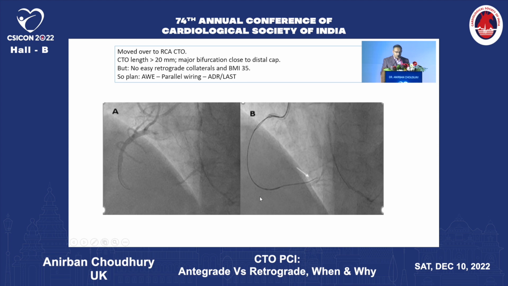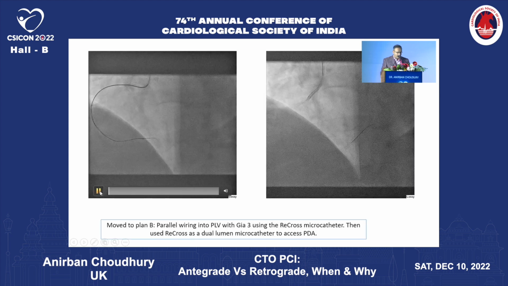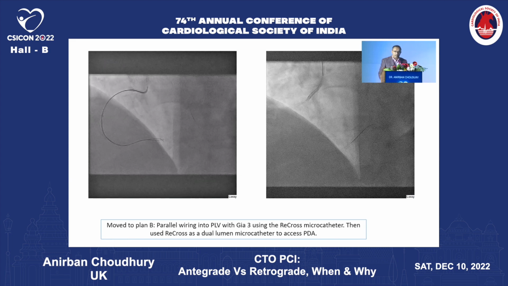So this is the first wire passage. As you can see, this is a Gaia 2 wire, which has gone above the PLV branch. So what we do is we keep that in place. Now we use the recross as a parallel wiring kit. Try the distal side port, which worked out to be the correct side port.